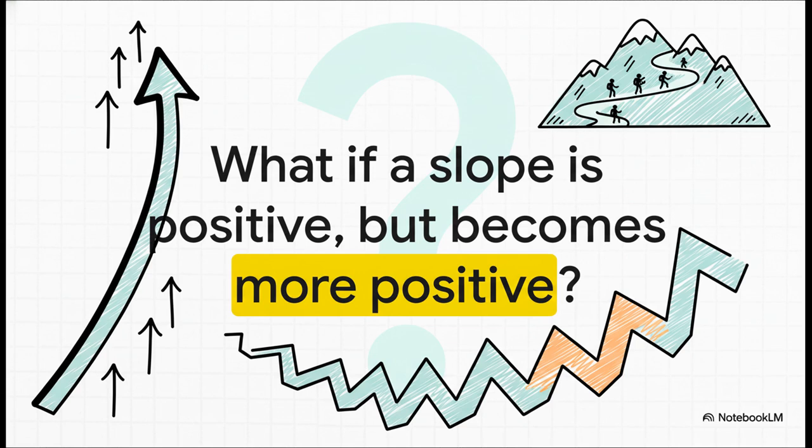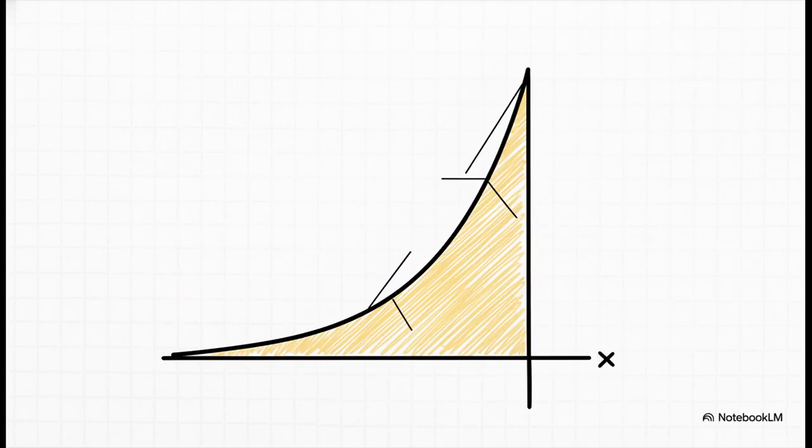Okay, let's try a quick thought experiment. Picture a line in your mind. It's already going uphill, so we know its slope is positive. Now, imagine it getting steeper and steeper and steeper as you move to the right. What kind of shape does that create? You got it. It would create a curve that just sweeps upward, getting more and more vertical the further you go. The slope isn't just positive here, it's constantly increasing. This is the classic shape of exponential growth.